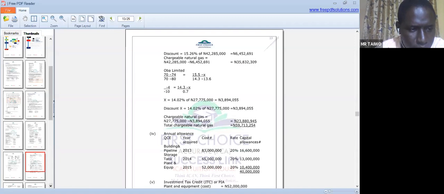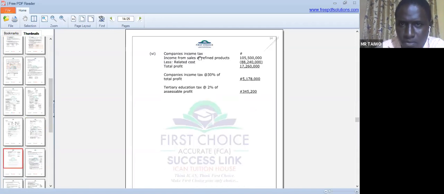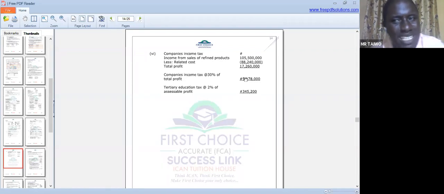Now look at it. Company income tax. For that company income tax, what's the income from sale of refined product? 105 million. What's related expenses? 88 million, the one we removed from management expenses the other time. Total profit, 17.26 million. What's company income tax? 30% of this. Can you now see it is not 85%? Because this is refining. It's not a PPT. I hope you get that now.